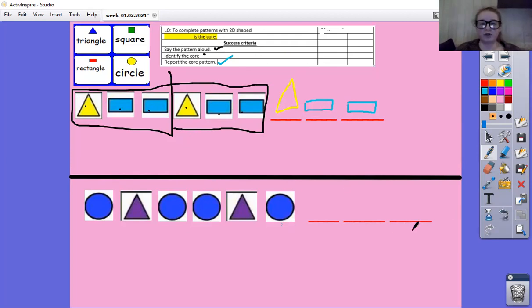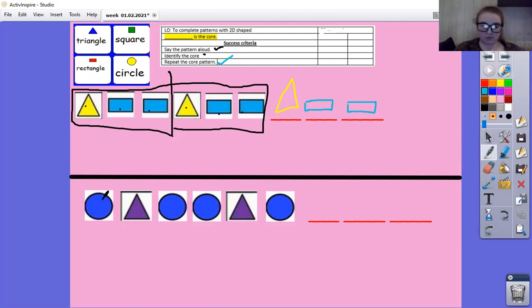Could you pause your screen and have a go at this one for me? So we do the first two steps together. Let's say the pattern aloud. Blue circle, purple triangle, blue circle. So I've said the pattern aloud.